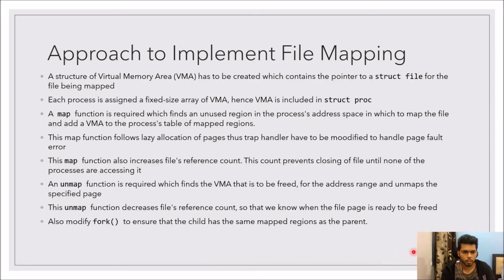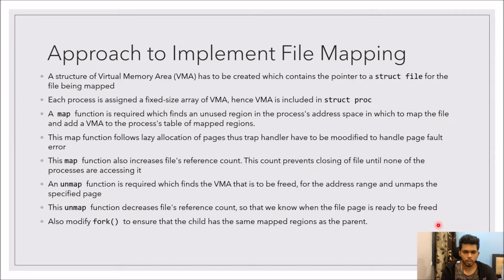First, let us discuss our approach to implement file mapping. A structure of virtual memory area (VMA) has to be created which contains a pointer to a struct file for the file being mapped. Each process is assigned a fixed size array of VMAs, hence VMA is included in struct proc. A map function is required which finds an unused region in the process's address space in which to map the file and adds a VMA to the process's table of mapped regions.